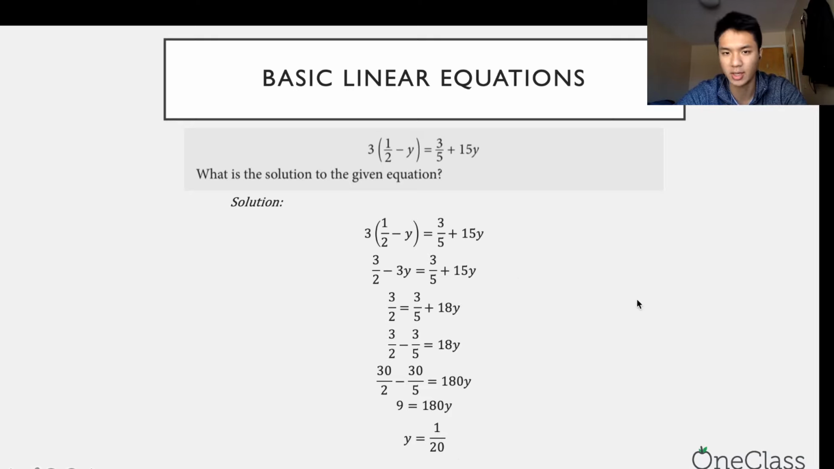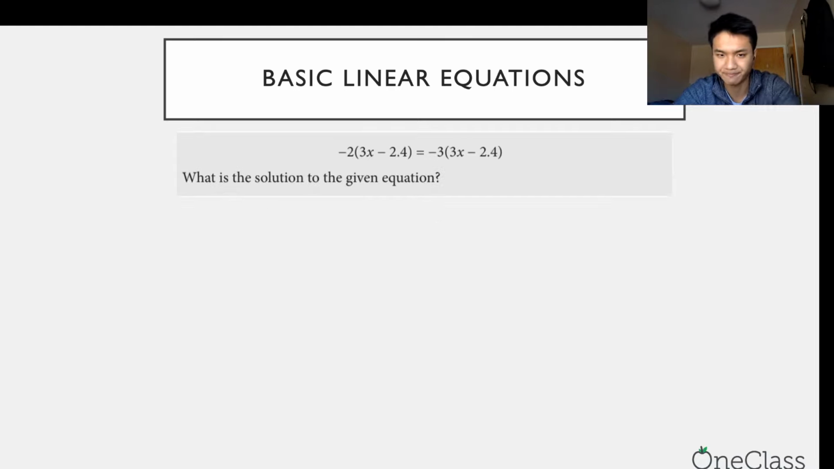Okay, so we'll take a look at another question, which again will be, on face value, the exact same. It's just a test of how comfortable you are solving a linear equation. So in this scenario, we'll read the question. It says -2 times (3x minus 2.4) equals -3 times (3x minus 2.4). What is the solution to this equation?